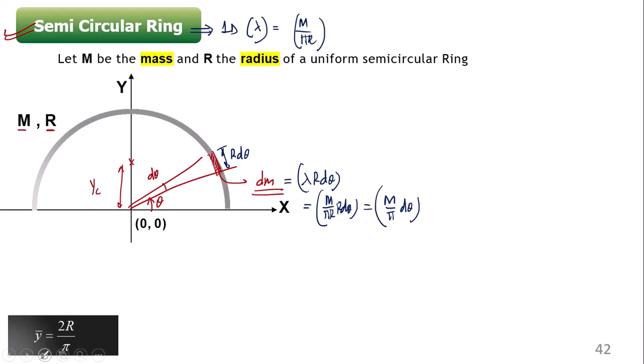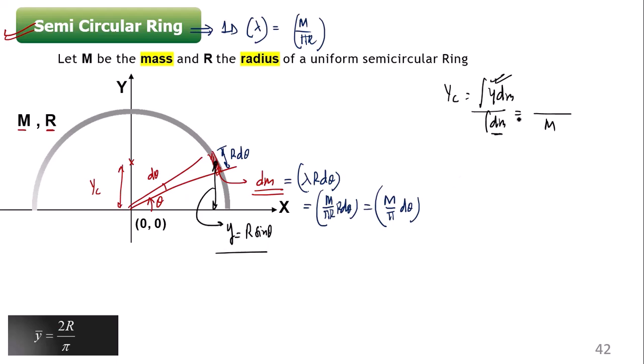Now, once I write the expression for the dm, the next task is to write the equation for the y coordinate. So I know that y center of mass is equal to integration of y dm divided by integration dm. Now, what is the integration dm? Integration dm is nothing but the total mass that is given as m. Now, what is y? Here, the y is the y coordinate of the center of mass of the element. So, the element has the center over here. What is the y coordinate? This much distance. What is that distance? That can be written as r sine theta. So, this is our y coordinate, the y coordinate of the center of mass of the element, that is r times sine theta.